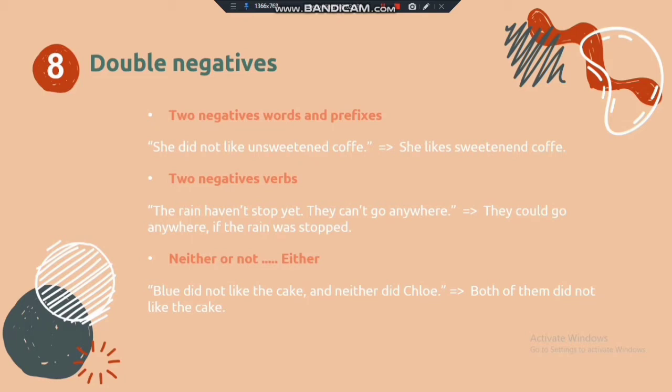It is about when you find that both the subject and the object experience the same condition or situation. For example, when there is a statement, "Blue did not like the cake, and neither did Chloe." The meaning is that both of them did not like the cake.